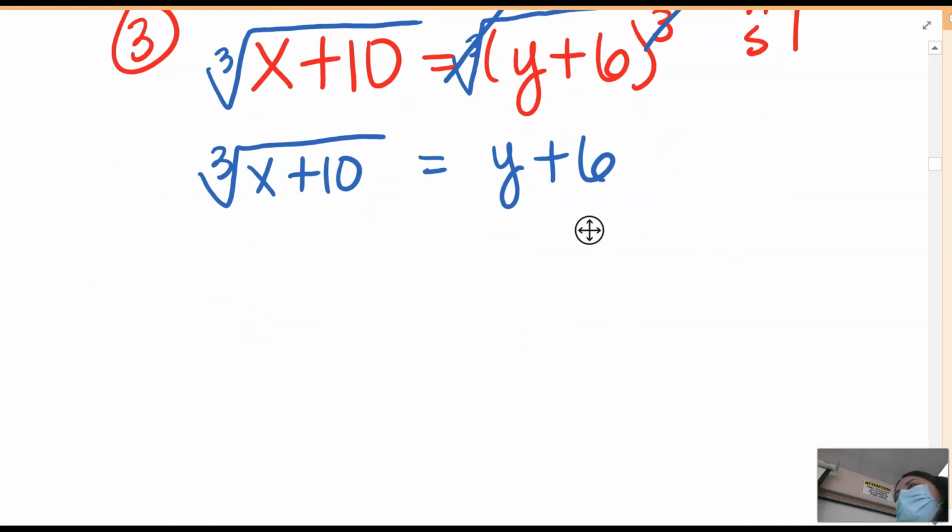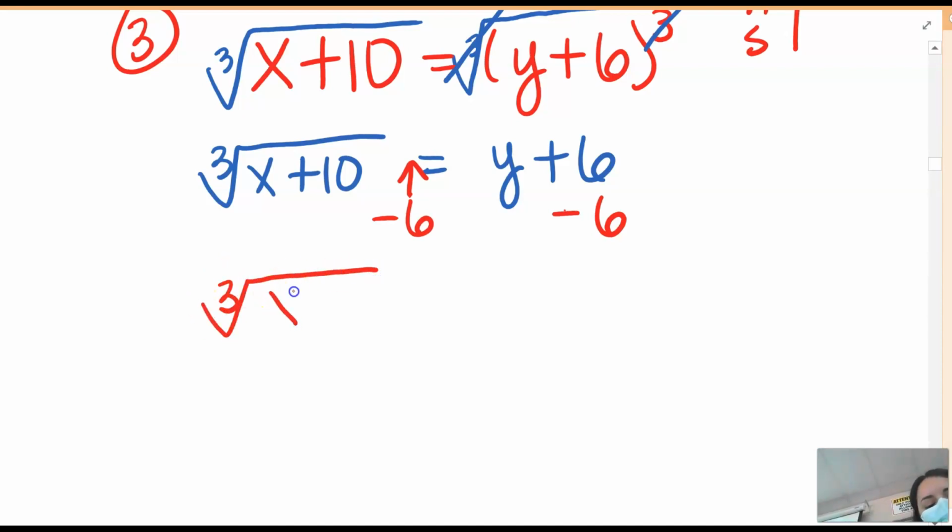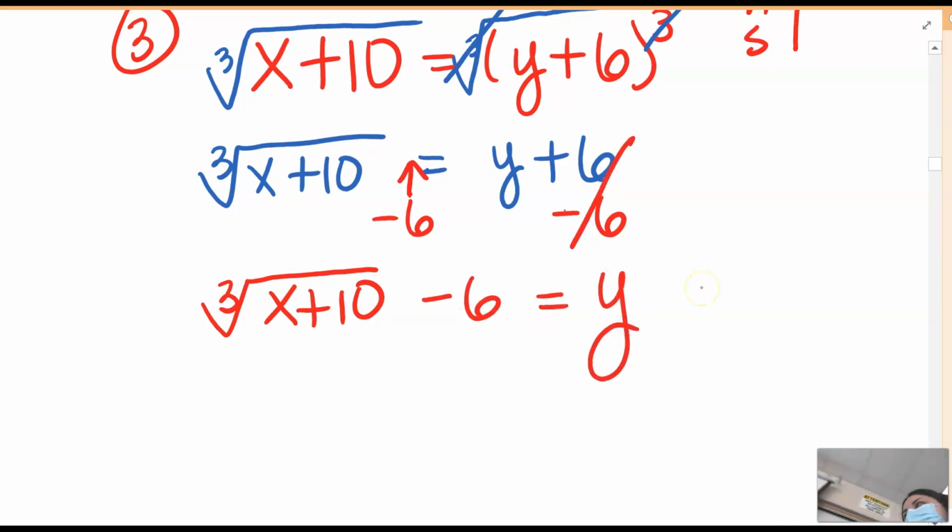I still need the y by itself, so now I need to get rid of the 6. It's positive 6, so we subtract 6. Again, do not put it under the 10 because the 10 is inside the radical, so the negative 6 is going to go on the outside of the radical, okay? So this is going to be the cube root of x plus 10, and then a minus 6 on the outside, and that's going to equal y. So that's my step 3.